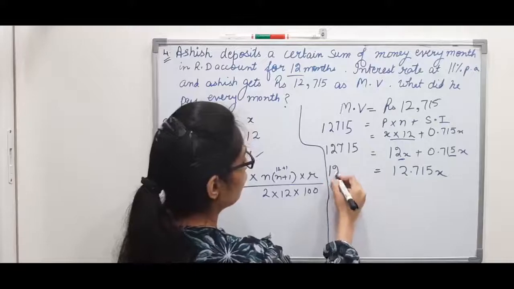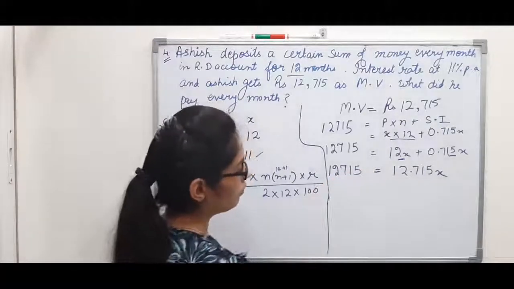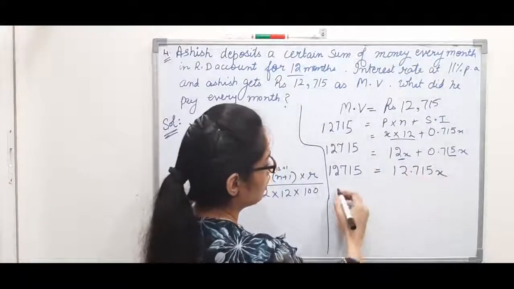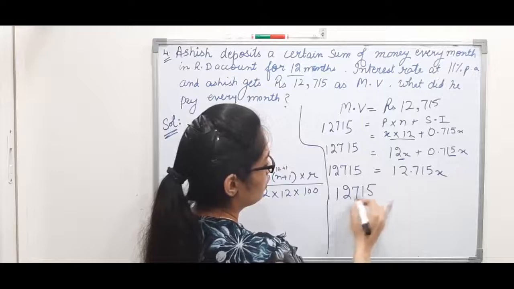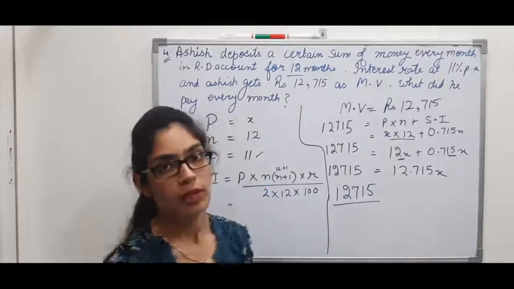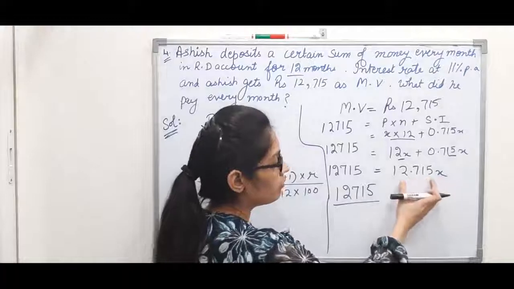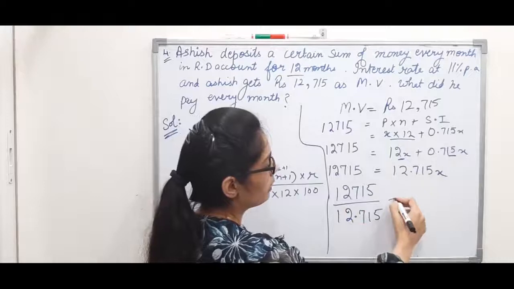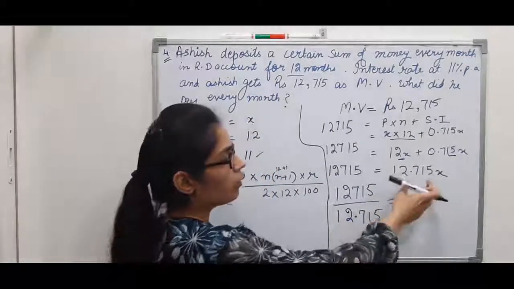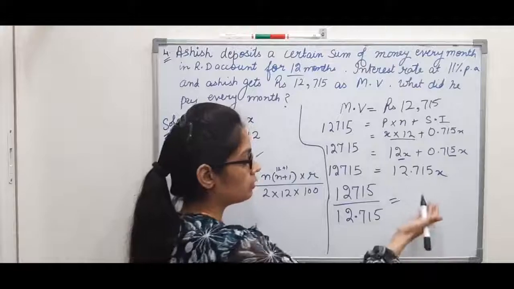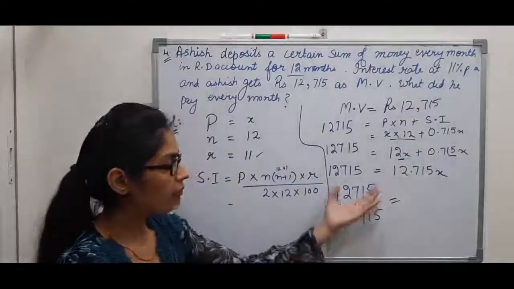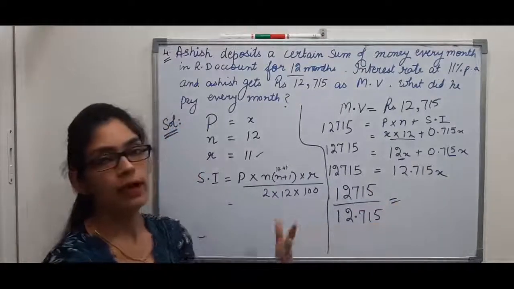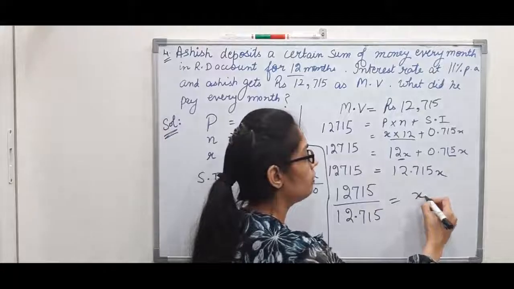This side is 12715, so this number is getting multiplied with x. I have to find the value of x, so I will shift this number to this side. It will be 715. This number on this side was getting multiplied, but on shifting the side, it gets divided, because on shifting the sides, if a number is getting multiplied, it will be divided on the other side. So here I am left with x.